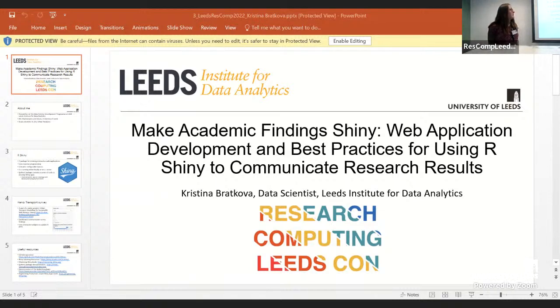So R Shiny is a package to make interactive web applications, and it uses reactive programming, which means as opposed to a static report or paper, they usually.